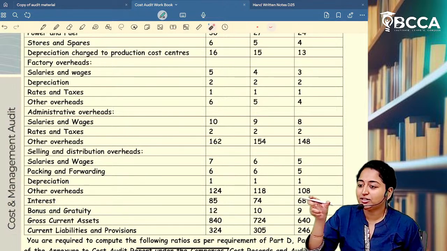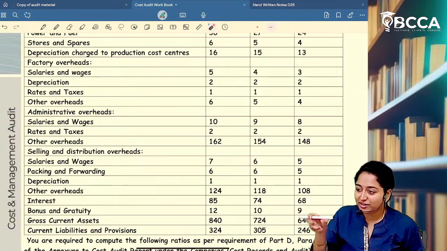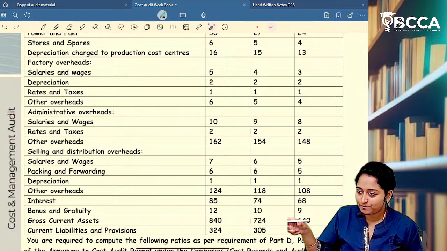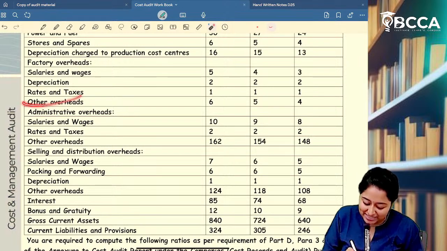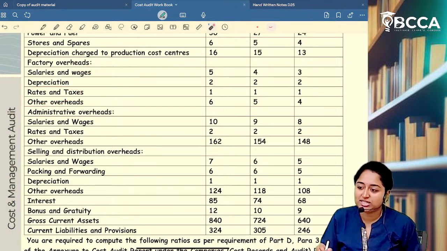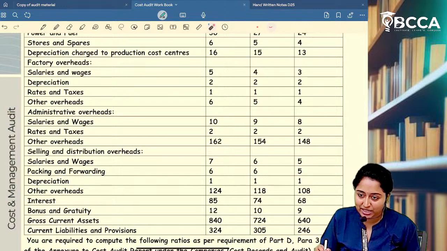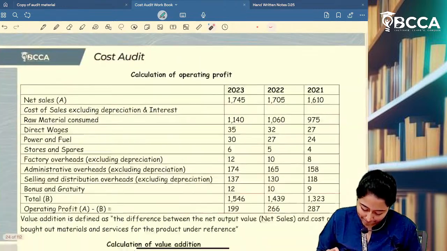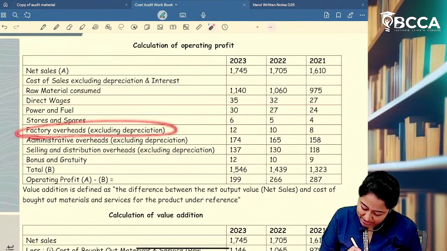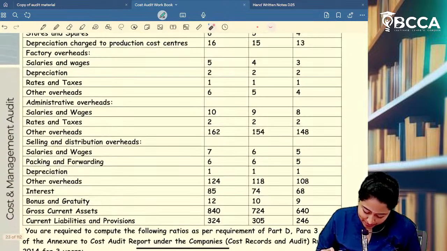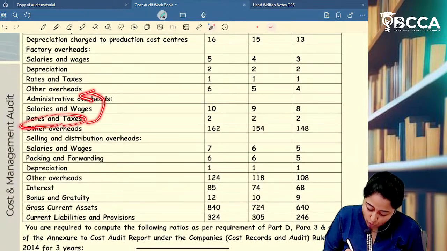Before calculating earnings, what will we take? Entire revenue tax will be eliminated. No. Are you getting my point? Here rates and taxes which is considered under overheads is given. So this rates and taxes can be taken into consideration. Only depreciation will be eliminated. No, rates and taxes will not be eliminated because these are taxes in overheads.